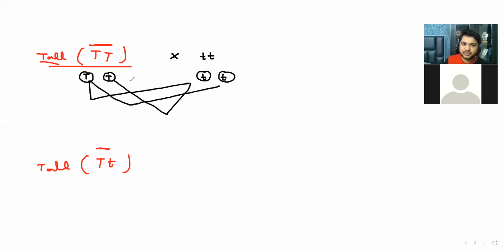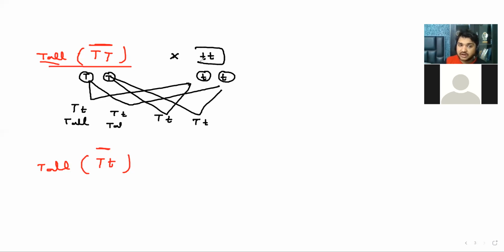So when you get the babies, all will be capital T, small t, capital T, small t. All of them are tall, and this can only be possible because this parent is completely homozygous. This can only happen when the parent was completely homozygous. That's why all the babies are tall, even if one parent is completely recessive, right?